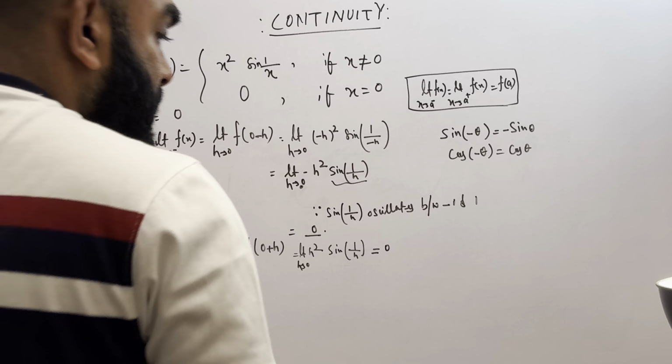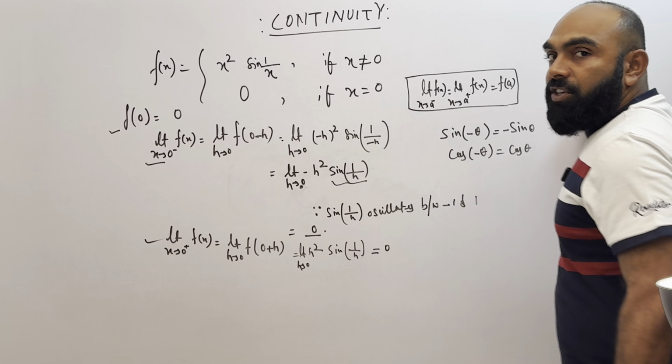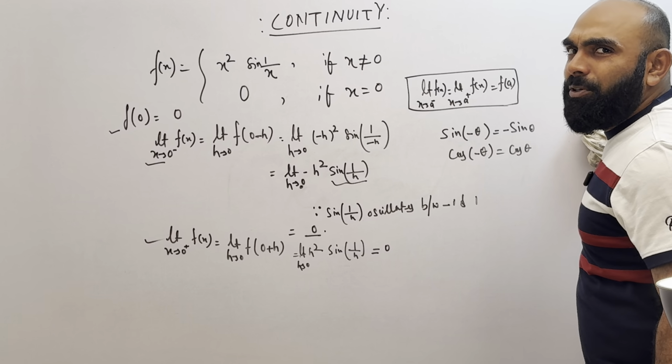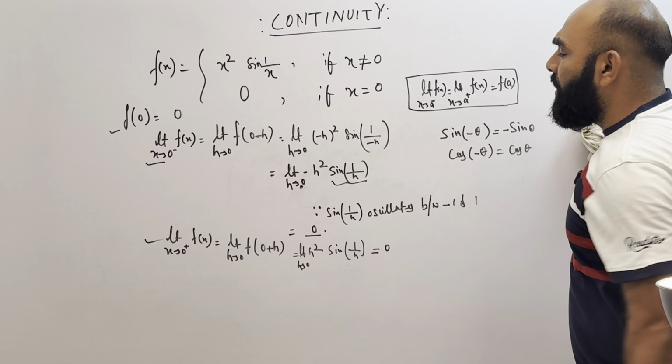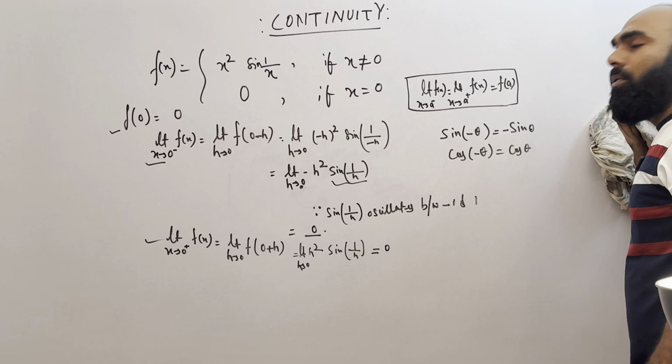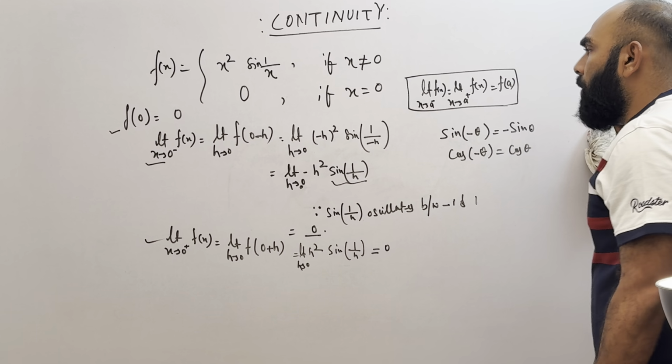Written? Yes sir. Go for the other question. Take a screenshot. Nothing is there, too much confusion. You can just write this statement: since sine of 1 by h oscillates between -1 and 1, that value is going to be 0. Okay? Okay, sir.